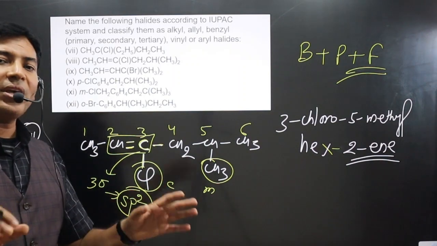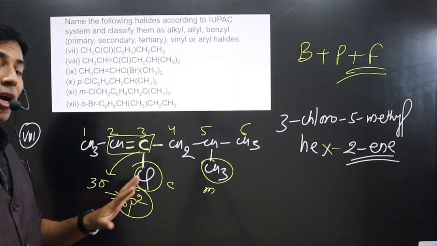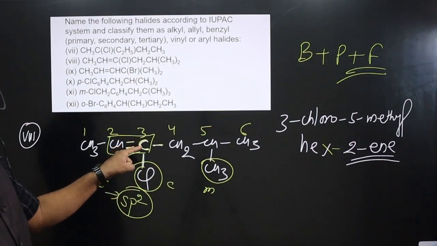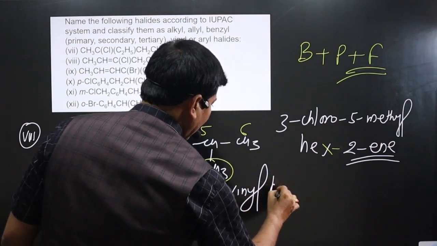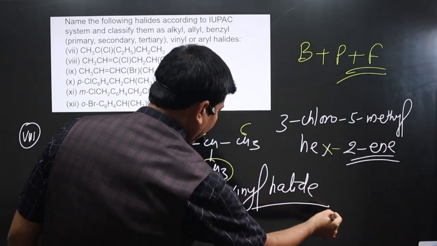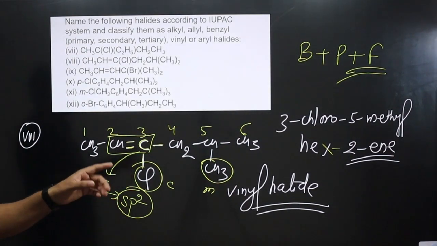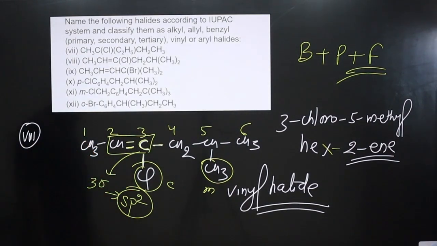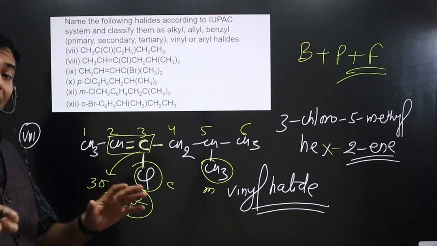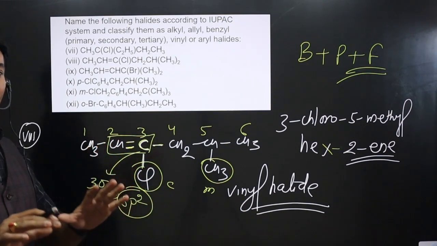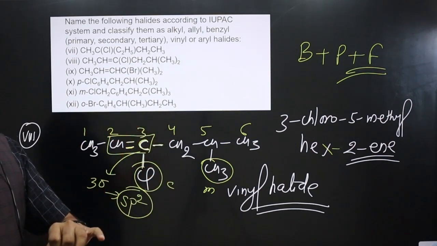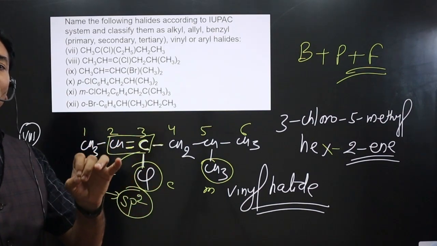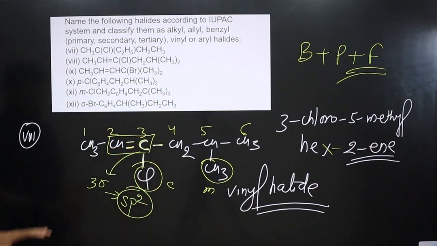In a double bonded system, if the halogen is attached to an sp2 hybridized carbon, always keep in mind this is a vinyl halide. In a vinyl halide, the halogen is attached to an sp2 hybridized carbon. And if we talk about allyl, in allyl also a double bond is there, but in an allyl halide the halogen is attached to an sp3 hybridized carbon. Okay, we got the vinyl halide. Move on to the next one.